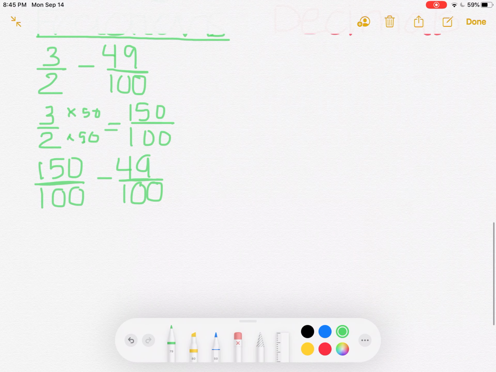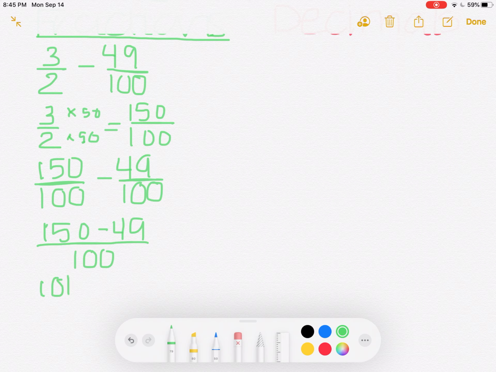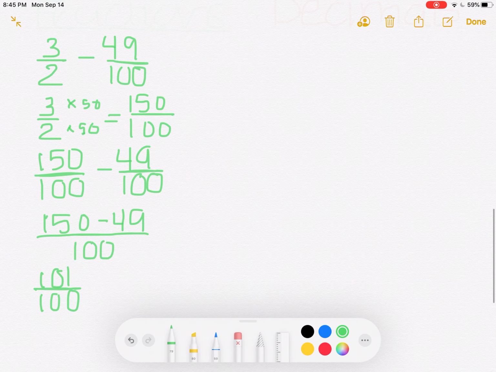So now we can complete the subtraction just as we normally would. We subtract what's on top, leave the denominator the same. 150 minus 49, we get 101 over 100. If we rewrite this as a mixed number, this is equal to 1 and 1/100, which is equal to 1.01, because again this 1 is in that hundredths place.